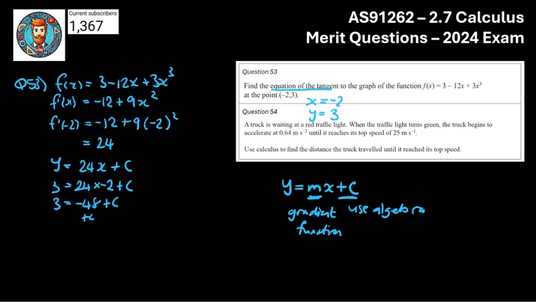Moving that negative 48 over to the other side by adding that to both sides. 51 is equal to c. I've now got my constant. And now that I've got that, I can state my equation. So my full equation, y is going to be equal to 24x plus 51.